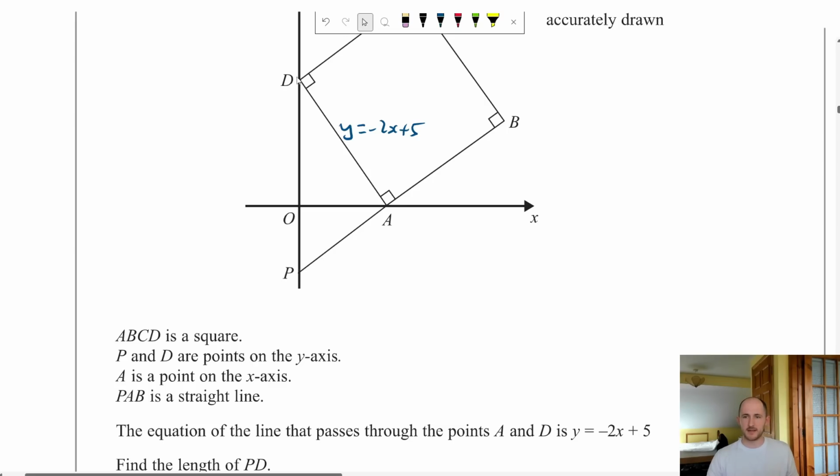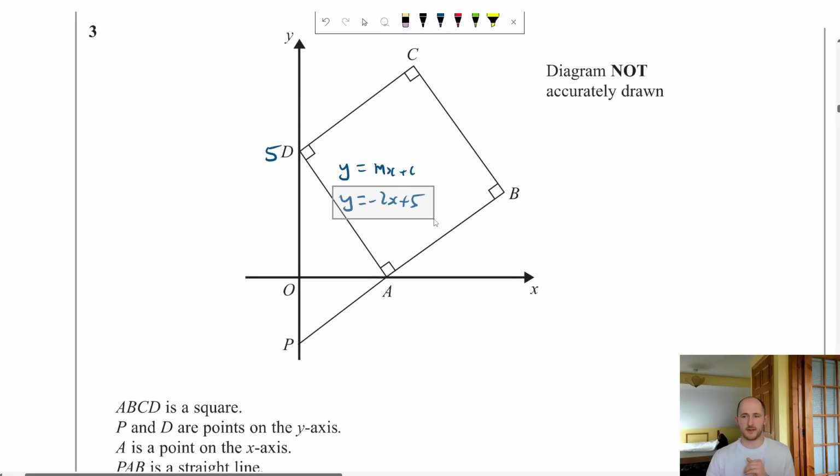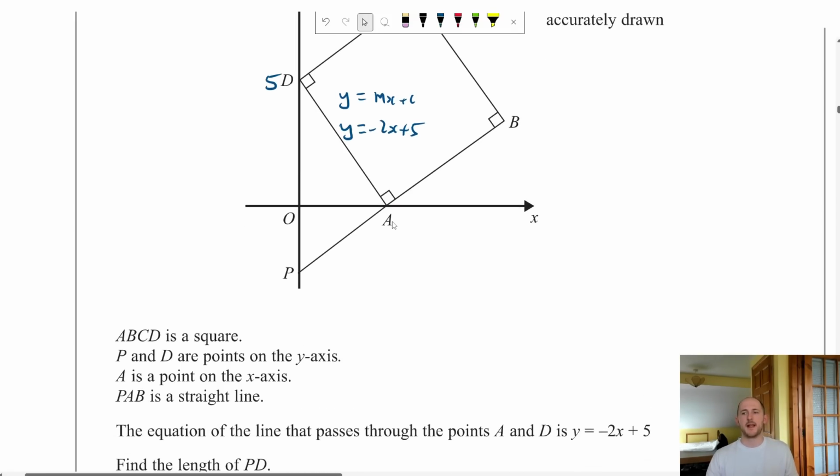Now, the y-intercept at D we actually already know. Because look, this line here has equation minus 2x plus 5. If you remember, the equation of a line is mx plus c. C is your y-intercept. So D is actually at 5. Another way to look at it is at the y-intercept, x equals 0. If I sub in x equals 0 into this equation, I get y is equal to minus 2 times 0, 0, plus 5, which is 5. Wonderful. I'm almost there.